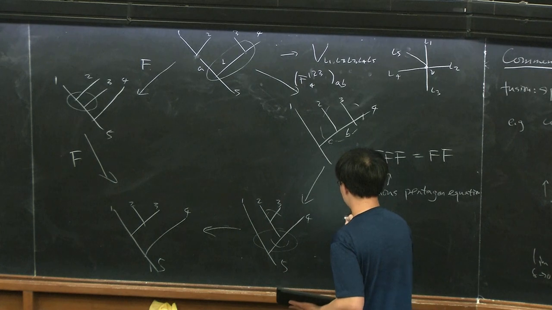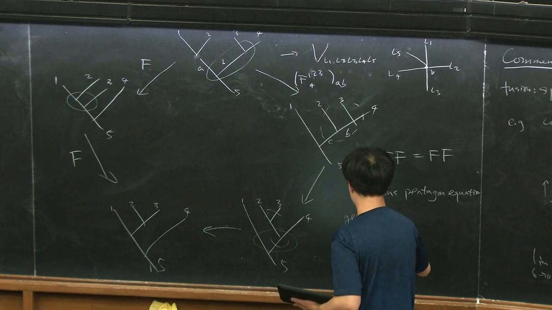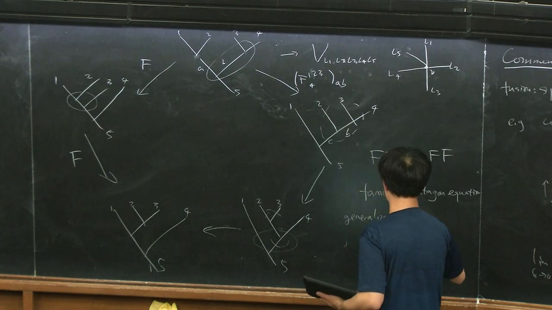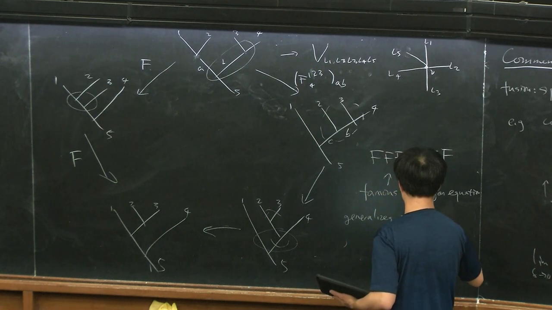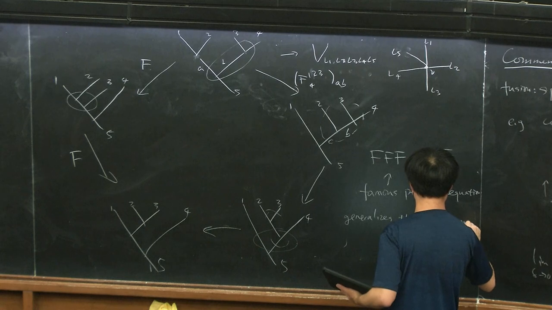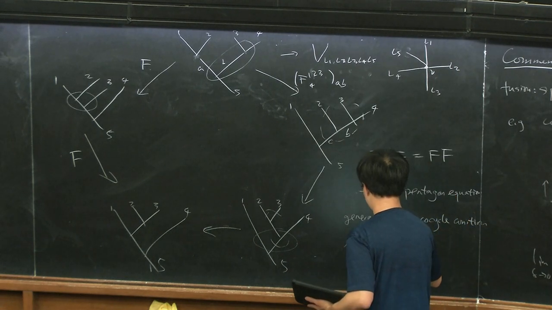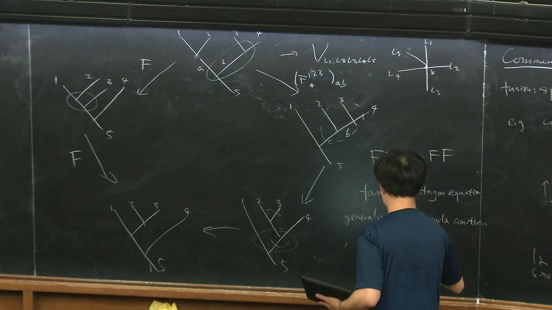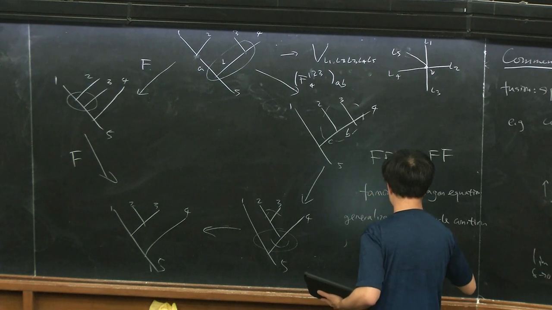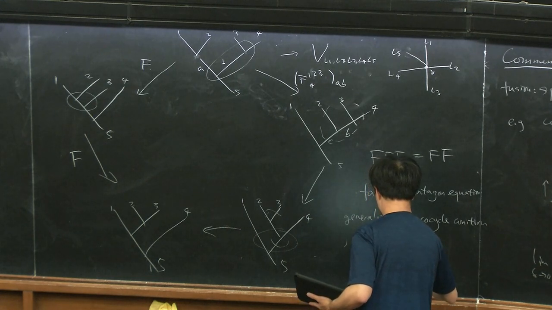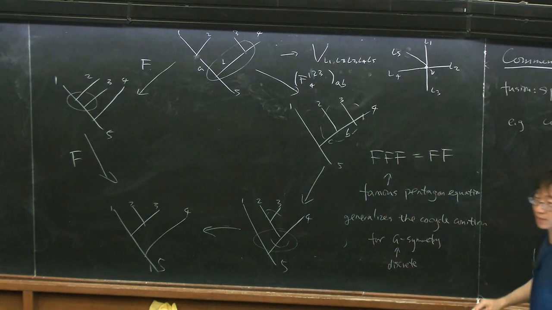Which is a generalization of the cocycle condition for G symmetry, for invertible symmetry where G is discrete. And in which case, the pentagon equation is the same as the cocycle condition that defines the G anomaly.